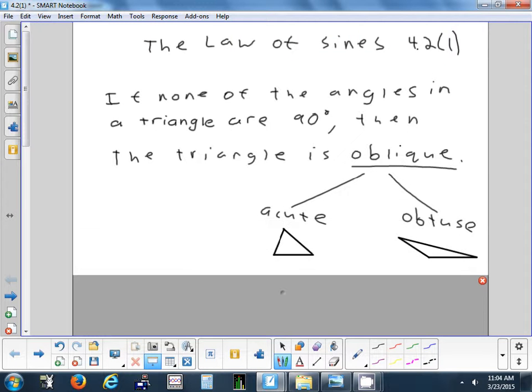There's really two different types you could have. If none of the angles are 90, you could have a triangle where they're all less than 90. That's an acute triangle. Or you could have a triangle where exactly one of the angles is more than 90. That's an obtuse triangle. When we sketch our triangles in class, they're not going to be to scale. We're just going to maintain a certain relationship between the sides and the angles we've done before, like keeping A across from alpha, B across from beta, things like that.